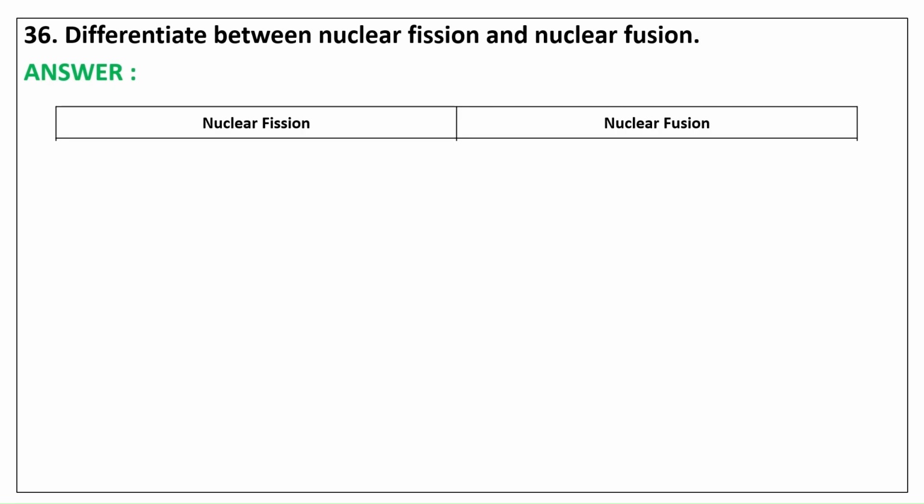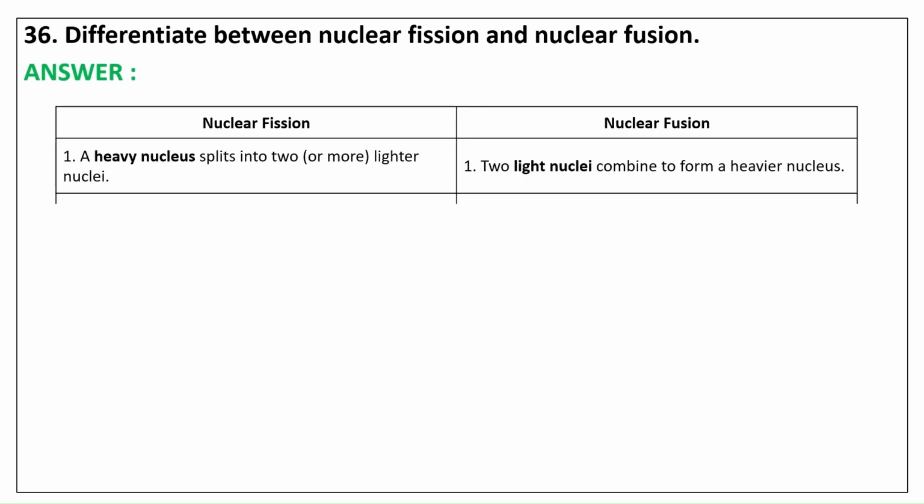Nuclear fission and nuclear fusion. 1. Nuclear fission: a heavy nucleus splits into two or more lighter nuclei. Nuclear fusion: two light nuclei combine to form a heavier nucleus.